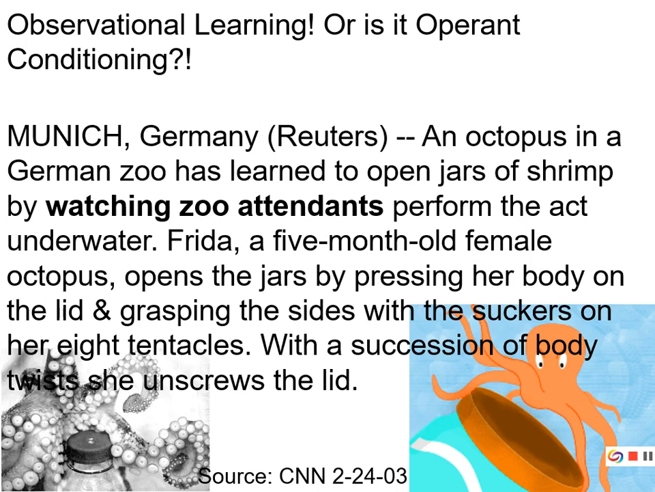But in the wild, what do you think is a favorite food of an octopus? Shellfish. Okay. And guess how an octopus opens a shellfish? Over the top, tentacles down, twist. Twist open a shellfish, don't you? How do you open a jar? You twist open a jar.